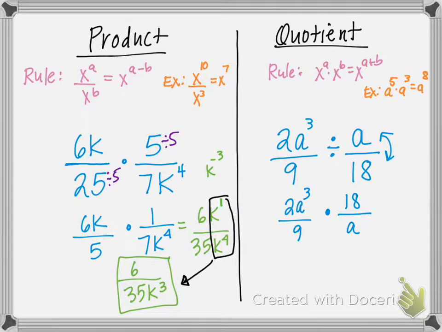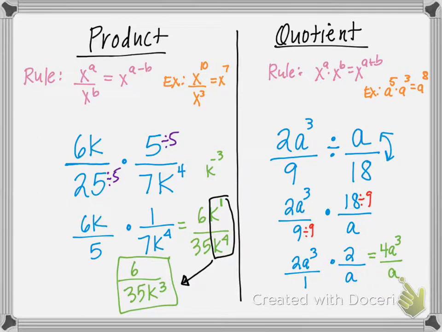Now I'm going to check for any numbers that I can divide by a common factor as long as one's in the numerator and one's in the denominator, and I notice that these have a common factor. I can divide both of these by 9. So I'm going to rewrite 2a to the 3rd. 9 divided by 9 is 1, times 18 divided by 9 is 2, and that's all over a. Now I'm ready to multiply straight across. So 2a to the 3rd times 2 is 4a to the 3rd, and 1 times a is a.